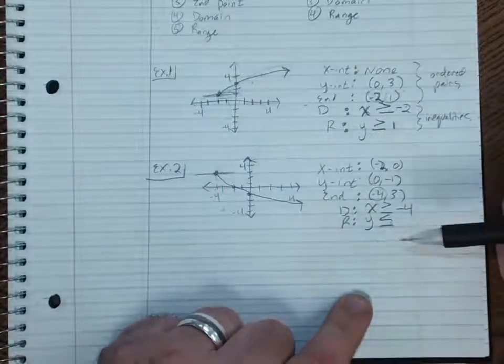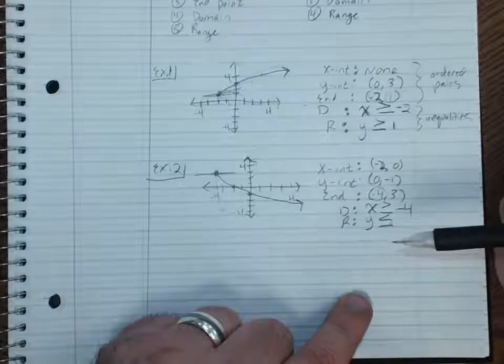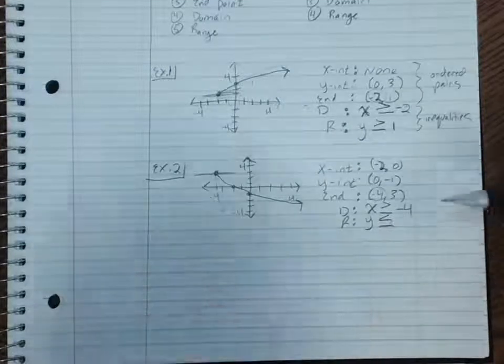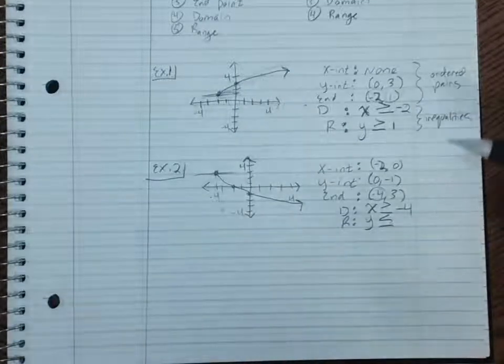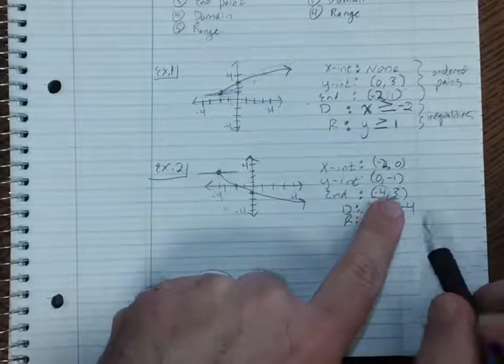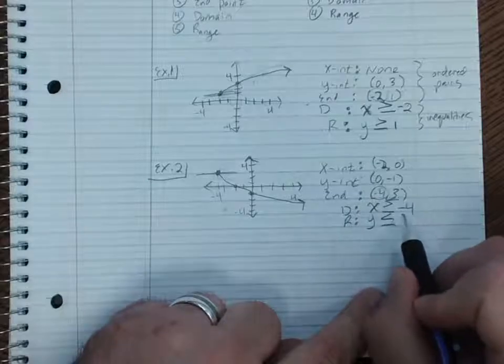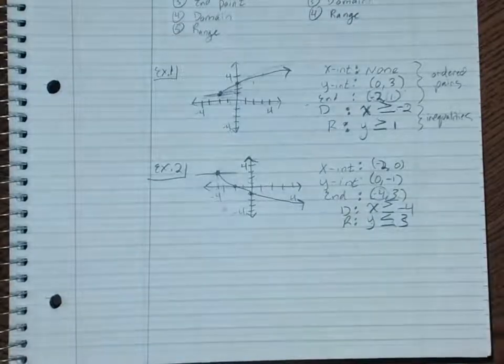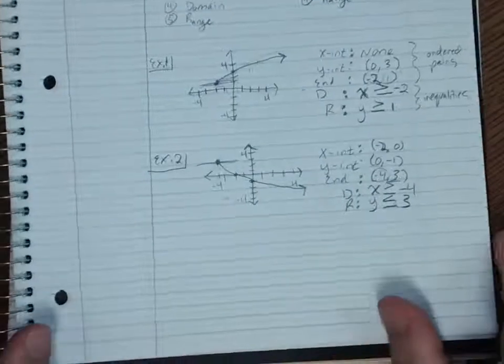Always you will use or equal to. You will never ever use greater than or less than. It'll always be greater than or equal to, less than or equal to. And then what number do I put here? I put the y value of the endpoint, which is 3. So y is less than or equal to 3. That's it. That's all it is for square roots.